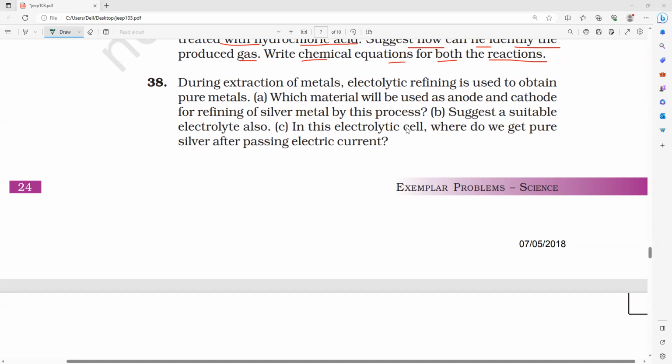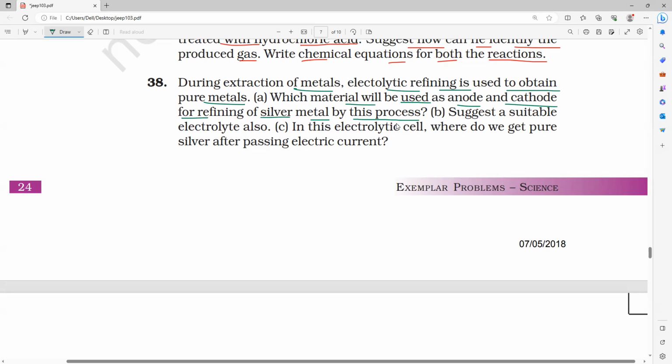Sir, during extraction of metal. Read properly. Read like a 10th class boy. During extraction of metals, electrolytic refining is used to obtain pure metals. Which material will be used as anode and which material as cathode for refining of silver metal by this process?